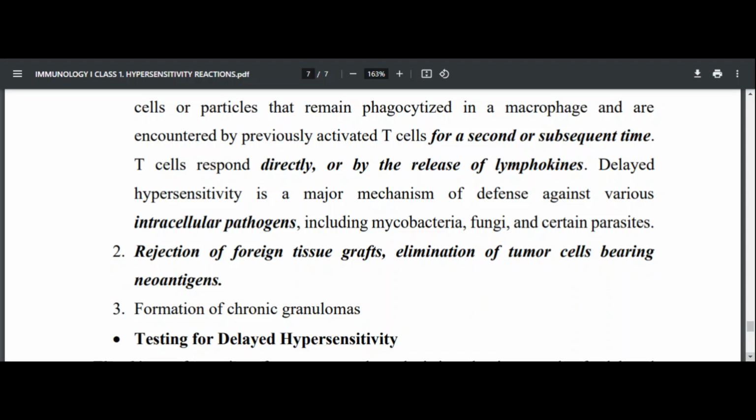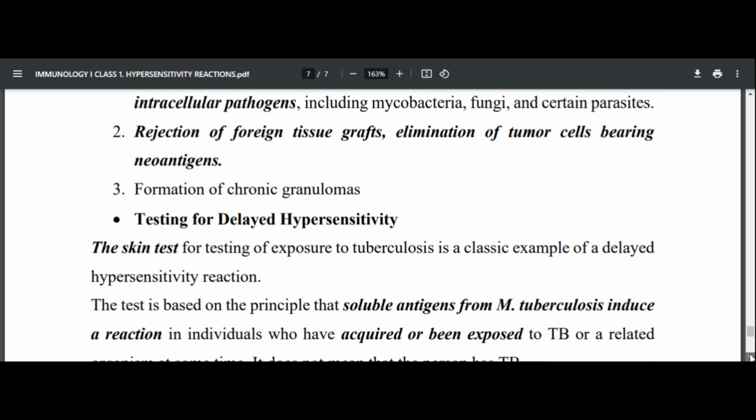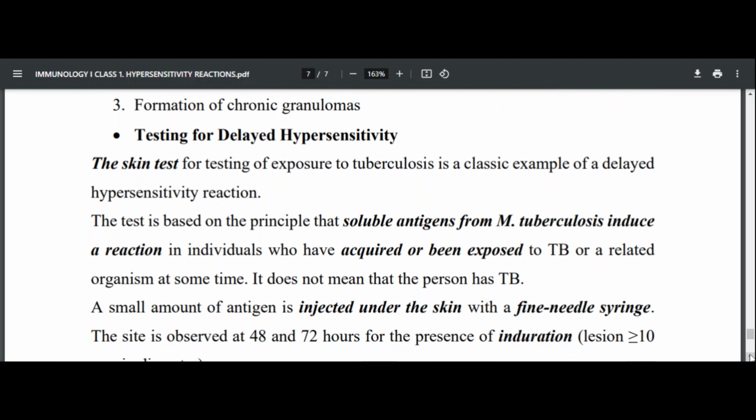And then finally, we are going to see how do we test for delayed hypersensitivity, or how do we test for type 4 hypersensitivity reaction. So a classic method of testing, or a classic procedure, is what we call skin test for TB, for example. We call it Mantoux test. This is a test of exposure to tuberculosis, and this is a classic example of delayed hypersensitivity reaction.